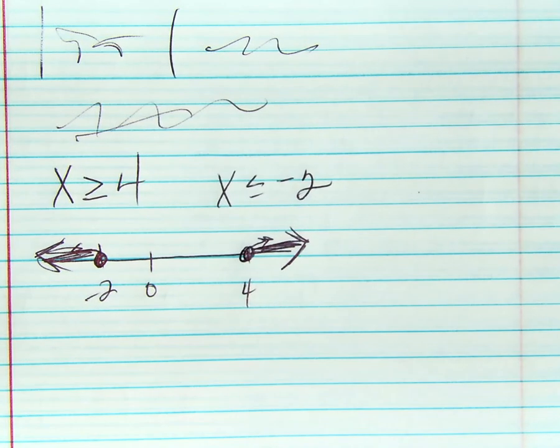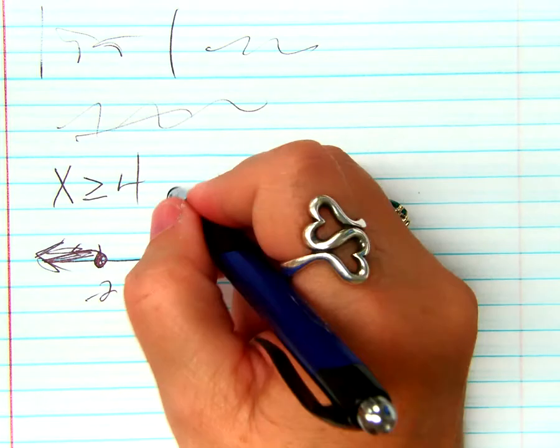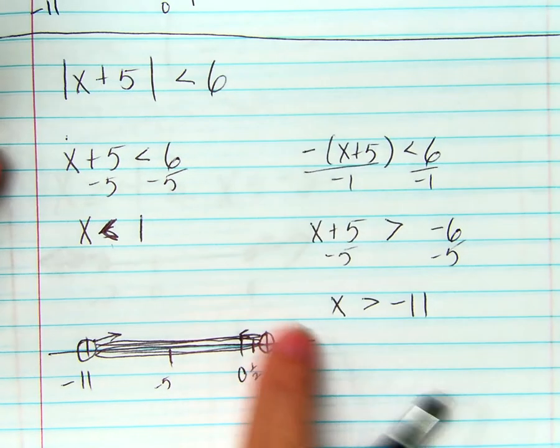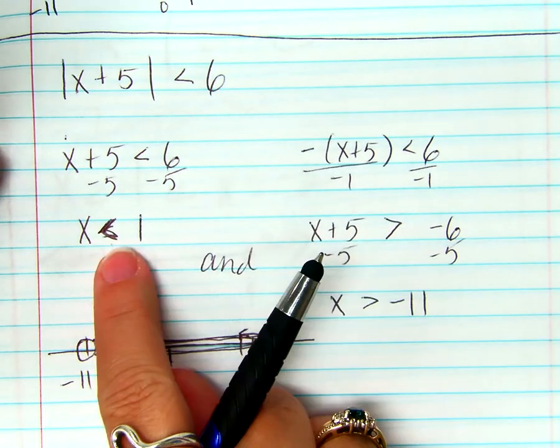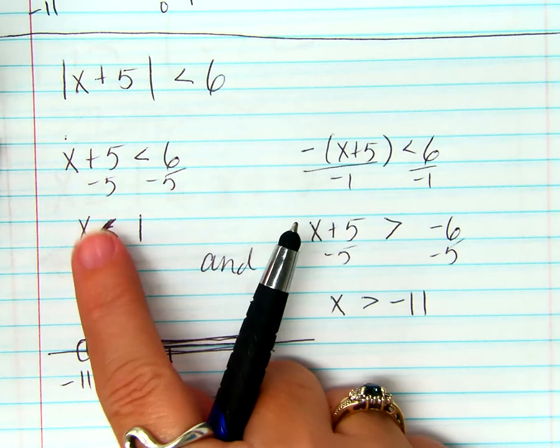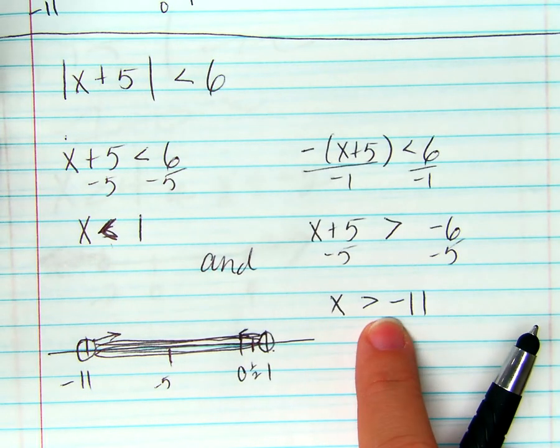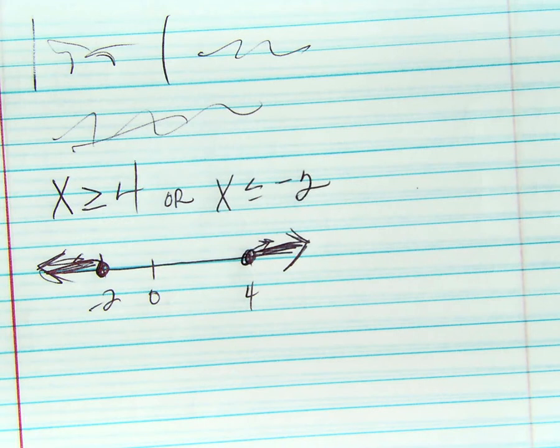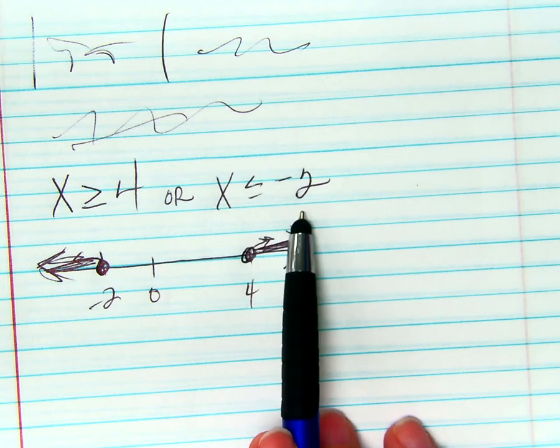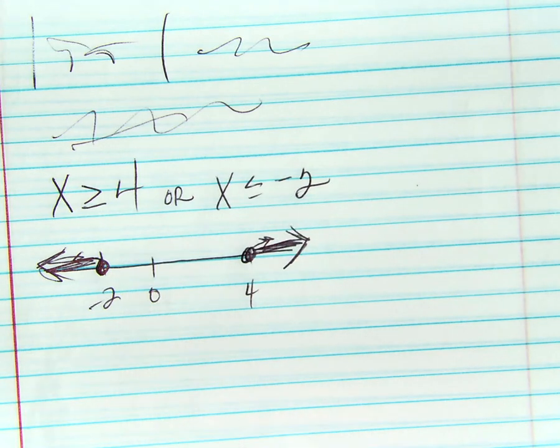Can you guys tell me a number that's greater than 4 and less than or equal to negative 2? I can't think of one either, right? Is there a number that's greater than 4 and less than or equal to negative 2? But who said it had to be and? It is, isn't it? This is or. Is this one and? Yeah, this one's and. It's greater than negative 11, or sorry, less than 1. X is less than 1, and it's greater than negative 11. Here it's or. They're going two different directions. Is 5 an answer to this inequality? Does it matter that 5 is not less than or equal to negative 2? No, because it's greater than or equal to 4. Okay?